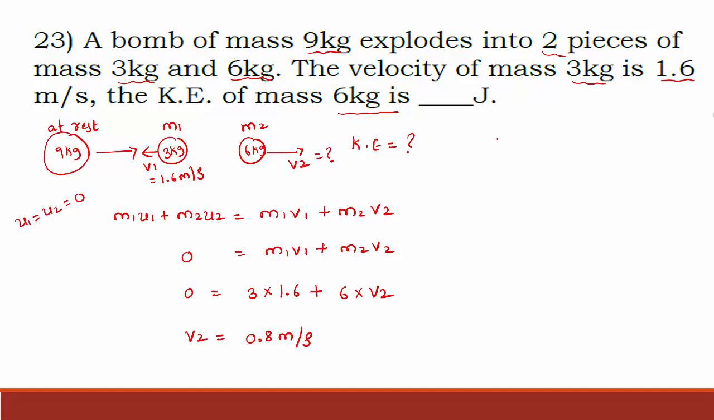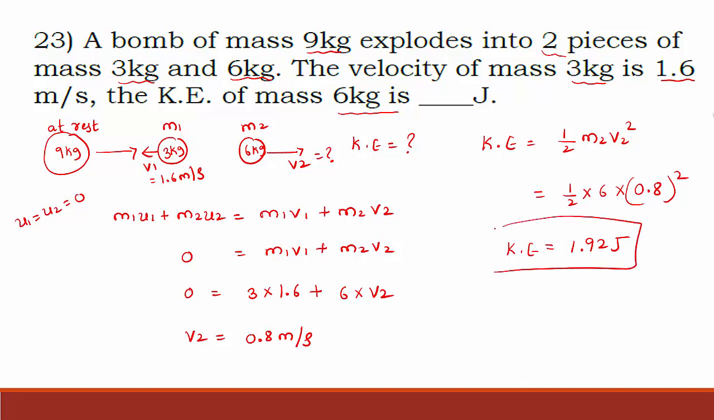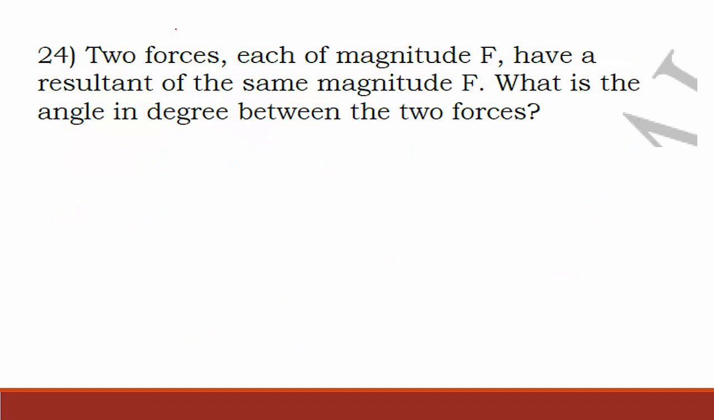Now easily we can find the kinetic energy. KE is equal to half m2 v2 squared. This is for the second particle. So 1 by 2 into the mass of the second piece, 6 kg, into its velocity we calculated, 0.8, squared. So the final answer is 1.92 joules. Kinetic energy for the second exploded particle is 1.92 joules.